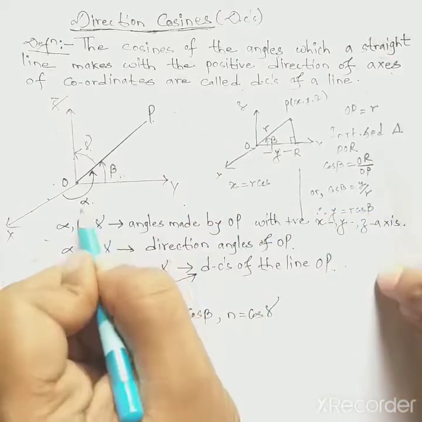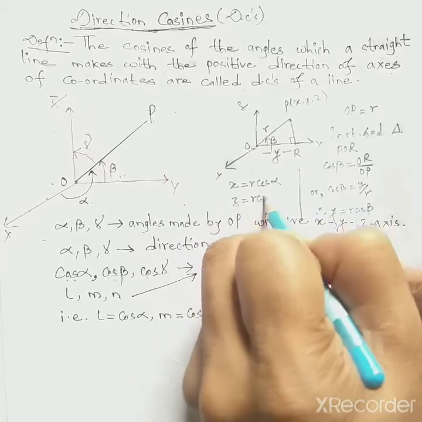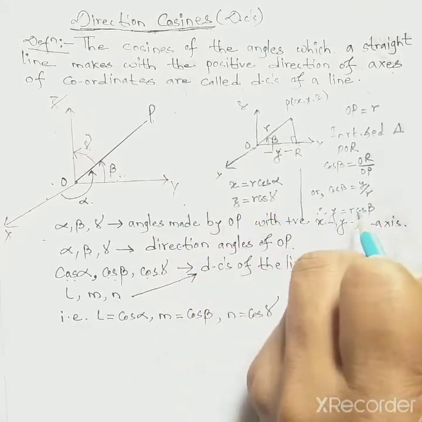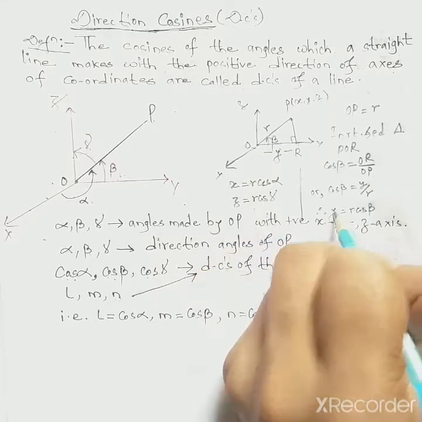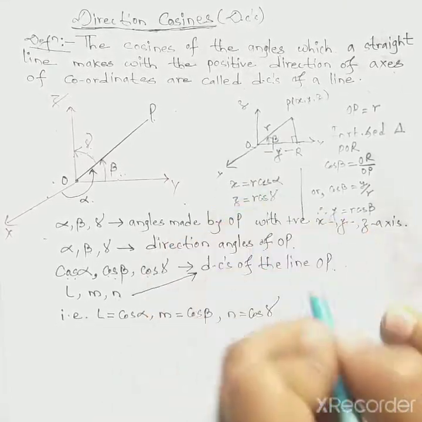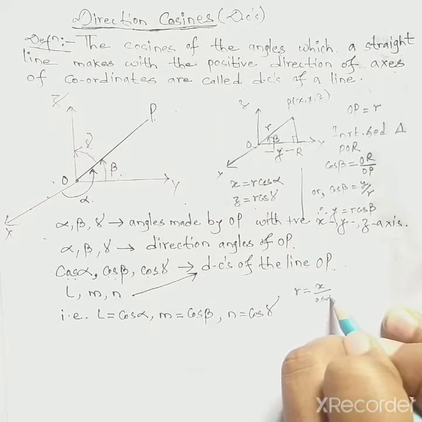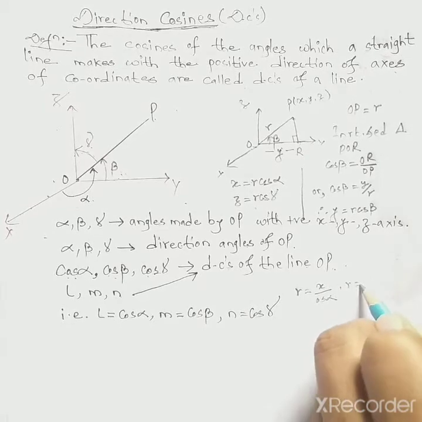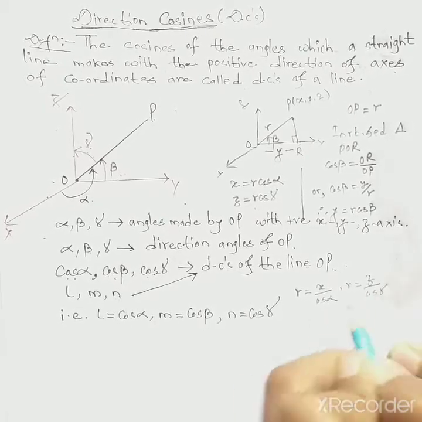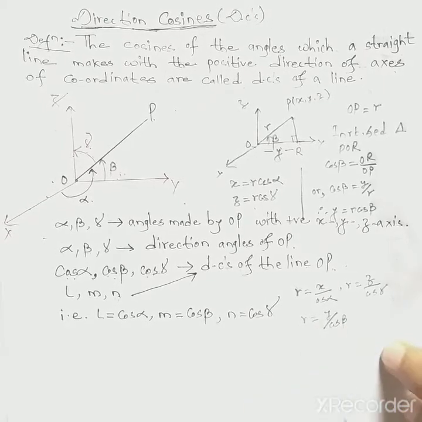In a similar way, I can get x equals R cos alpha, since with the x axis it makes the angle alpha. Similarly, z equals R cos gamma, isn't it? So I have got three results over here, which we can also write like this: R equals x upon cos alpha, and R equals z upon cos gamma, and also R equals y upon cos beta.